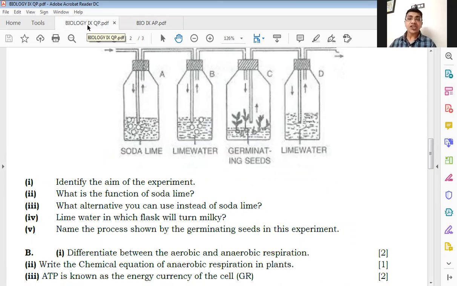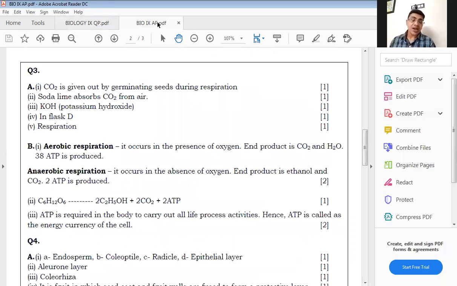Lime water in which flask will turn milky? Now understand this, people. Here in flask A, we have soda lime, right? So whatever carbon dioxide would be present in the air would dissolve here, right? Now it will be absorbed. In flask B, the air goes, but it doesn't contain any carbon dioxide, so it is not going to turn milky. And now the air without carbon dioxide is going to enter flask C. Here it is obviously respiration which is going to take place, and the germinating seeds will be releasing carbon dioxide, and that will enter flask D. So the correct answer, which flask will have the lime water turn milky, the answer is flask D.